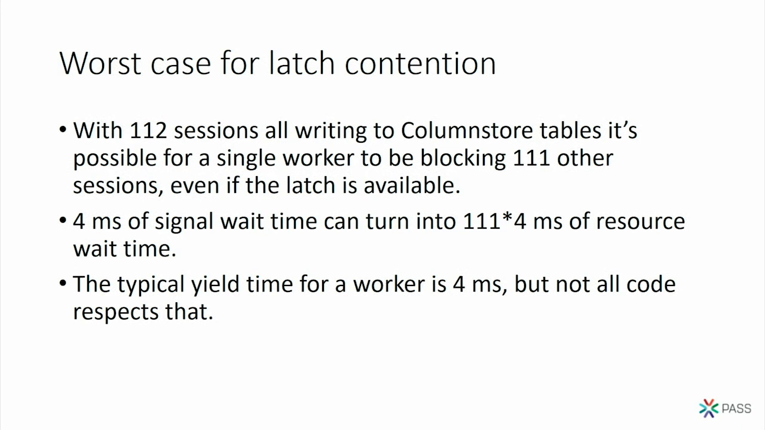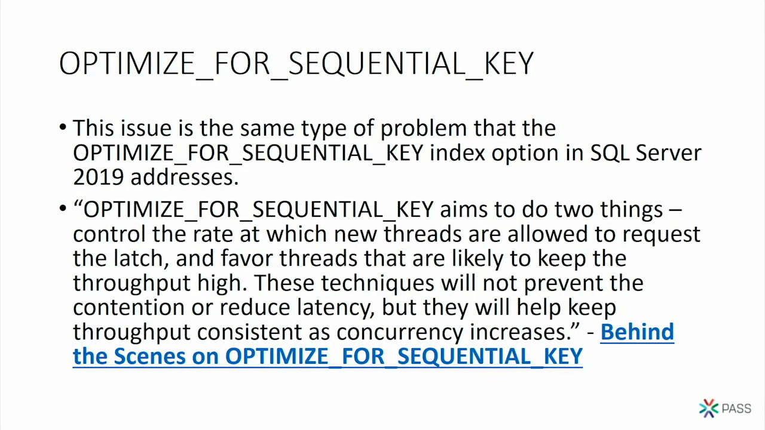The worst case for this, you can have over 100 workers all waiting, all being blocked because we have doubled up workers on a scheduler. And I've seen over 100 in production-like workloads. So that 4 milliseconds of signal wait time might seem insignificant, but it can be amplified by 100 times if you get really unlucky. If you've seen the optimized for sequential key feature, new in 2019, it solves a similar problem. You can have latch convoys on the last page for a clustered index, and they use flow control to try to reduce this contention.